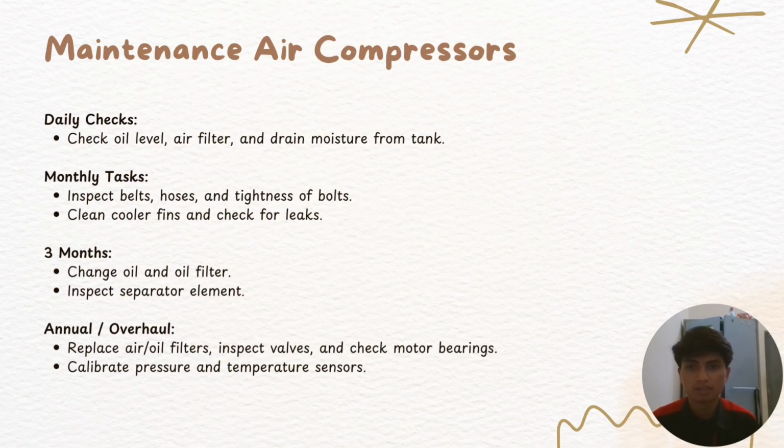Maintenance of the air compressor. For the daily check, firstly check the oil level and air filter, and drain moisture from the tank. For monthly tasks, inspect belt, hose, and tightness of bolts. Clean cooler fins and check for leaks. Every 3 months, change oil and oil filter. Inspect separator element. For annual or overhaul, replace air and oil filter, inspect valve and check motor bearing. Calibrate pressure and temperature sensor.